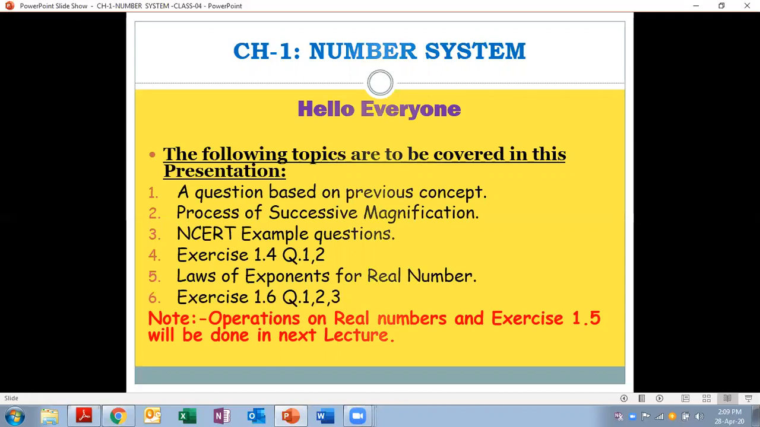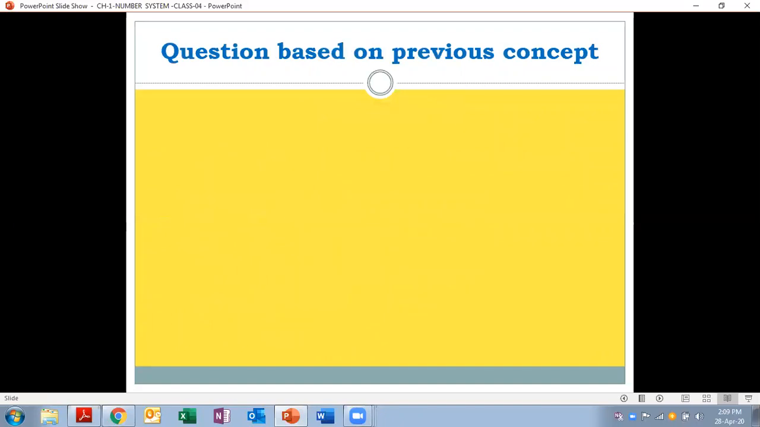So let us start the next topic here, that we have a question based on previous concept. Here the question is, there is a decimal value that is non-terminating repeating, and it can be converted into p upon q form. So according to the question, we are supposed to convert it into p upon q form, that means a rational number, where denominator q is not equal to 0 and p, q are integers. So let us see how we solve this question.